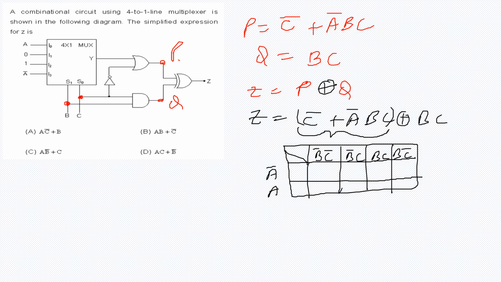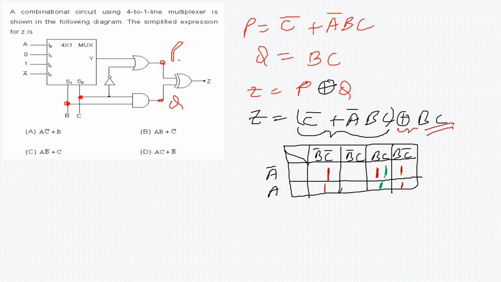C bar is given by this expression, so this is having C bar. This will be 1 1, 1 1, and A bar B C is again 1, so it is 1. Now it is XORing with this B C, so for B C also I will write it on the K-map. B C is given with, say, green color. Here you can see B C will be this third column, so it is 1 and 1.